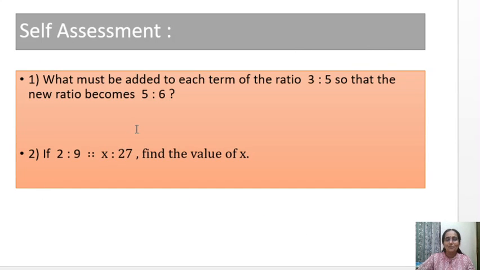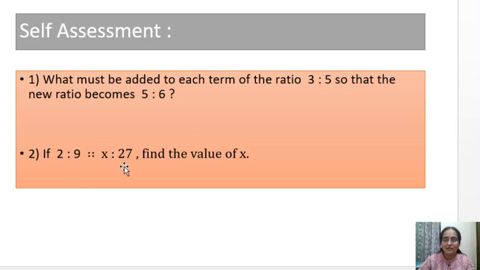Now there are simple two self-assessment questions. You have to solve these sums immediately while watching the video. You have to pause the video and solve the sums, get the answer. What must be added to each term of the ratio 3 is to 5 so that the new ratio becomes 5 is to 6? You will assign x as the unknown term to be added. 3 plus x and 5 plus x are the two terms of the new ratio. The new ratio is given. Get the equation and solve for x, then you will get the term to be added.